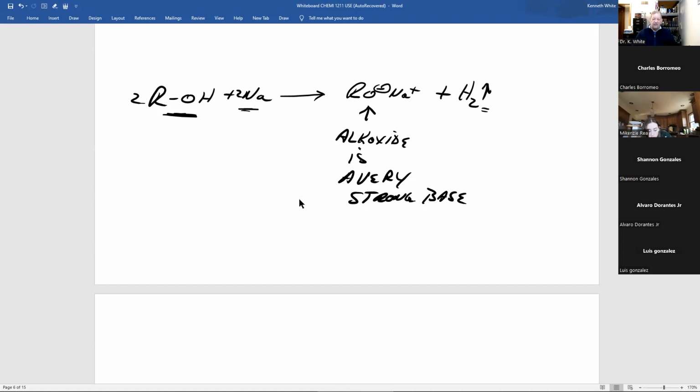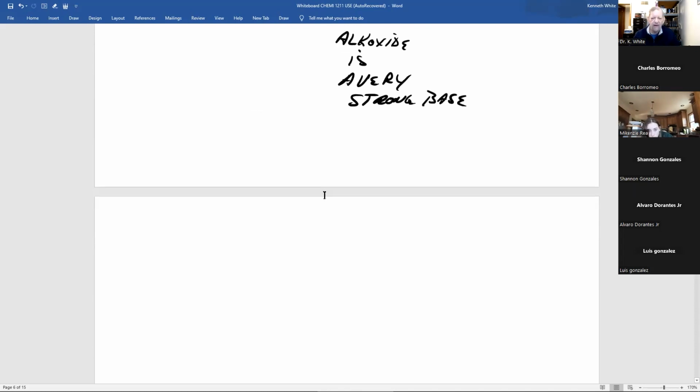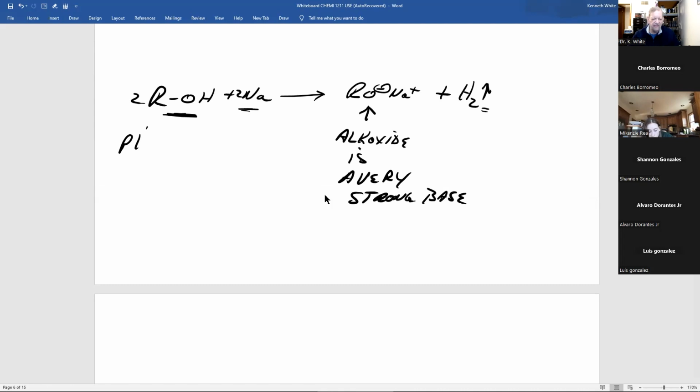Now, an alkoxide is a very strong base. In case you forgot, here's pH. A pH below 7 is acidic. A pH above 7 is basic. The closer to 0, the more acidic that molecule is. The closer to 14, the more basic the molecule is.